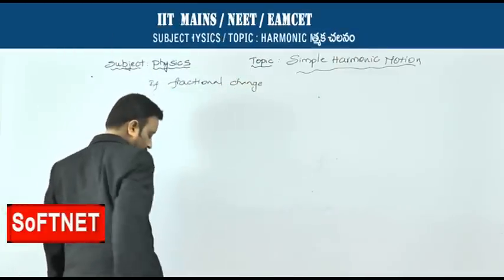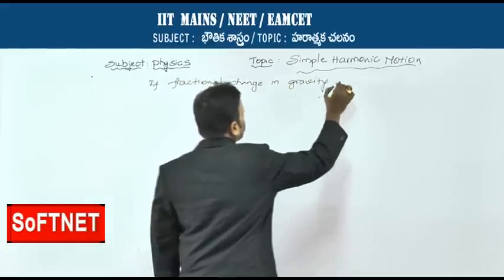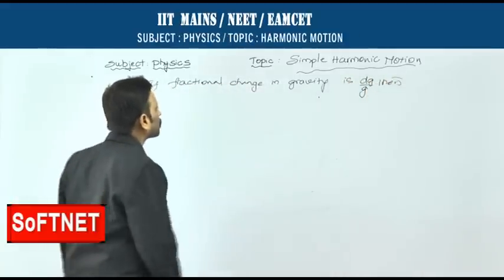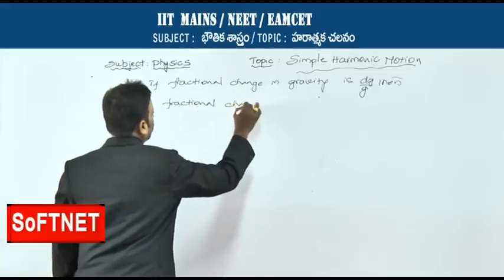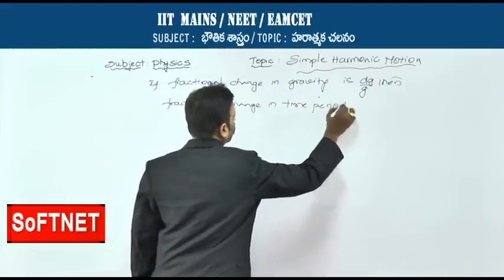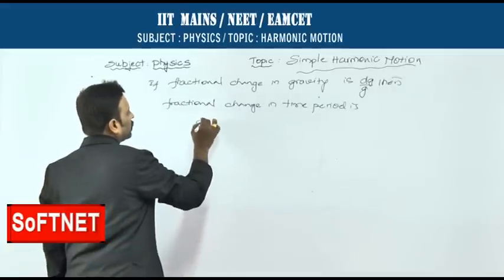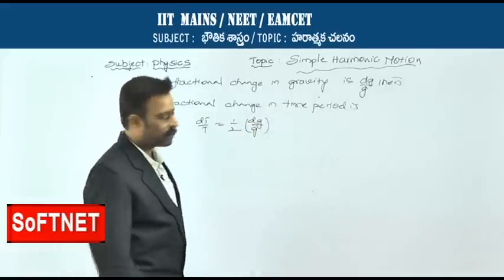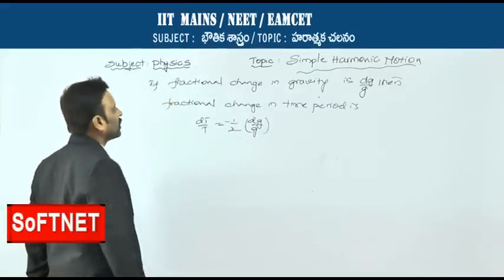Fractional change in gravity at a place is dg by g, then fractional change in the time period is dT by T is equal to minus half dg by g, because the time period and gravity are inversely related.